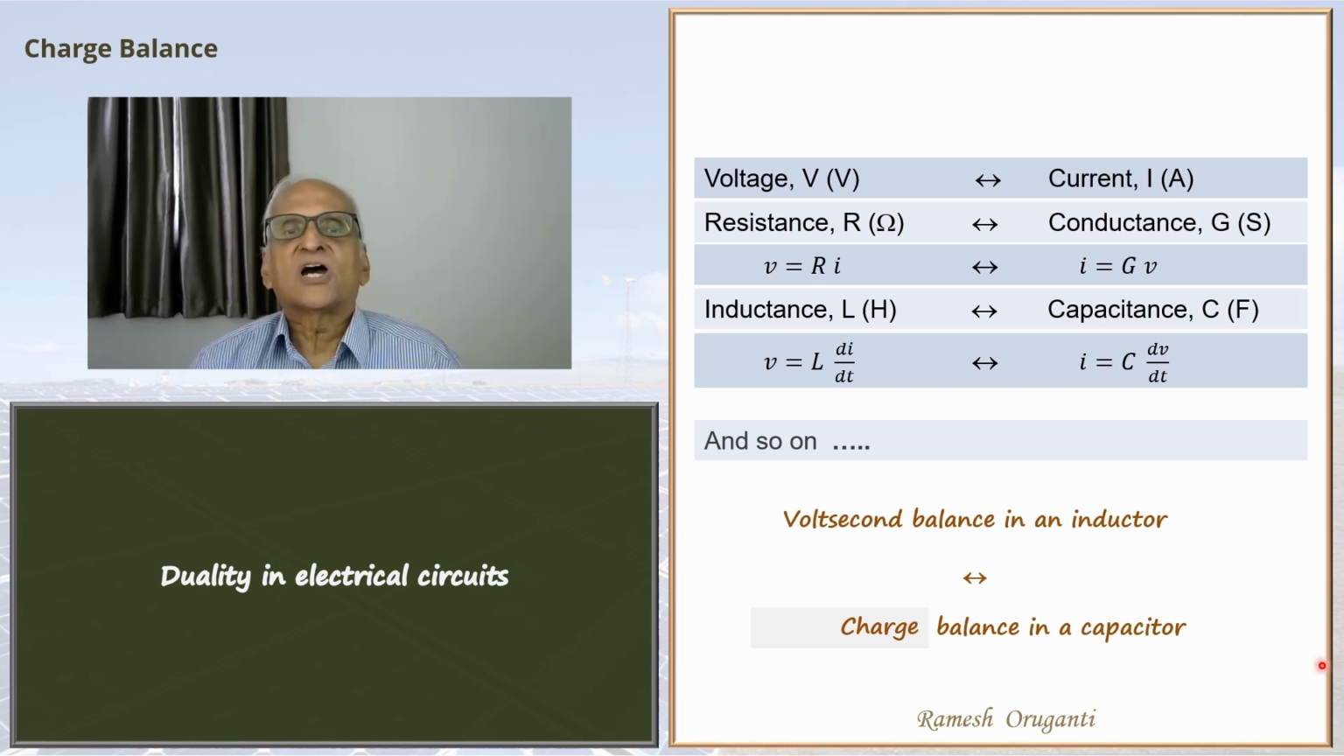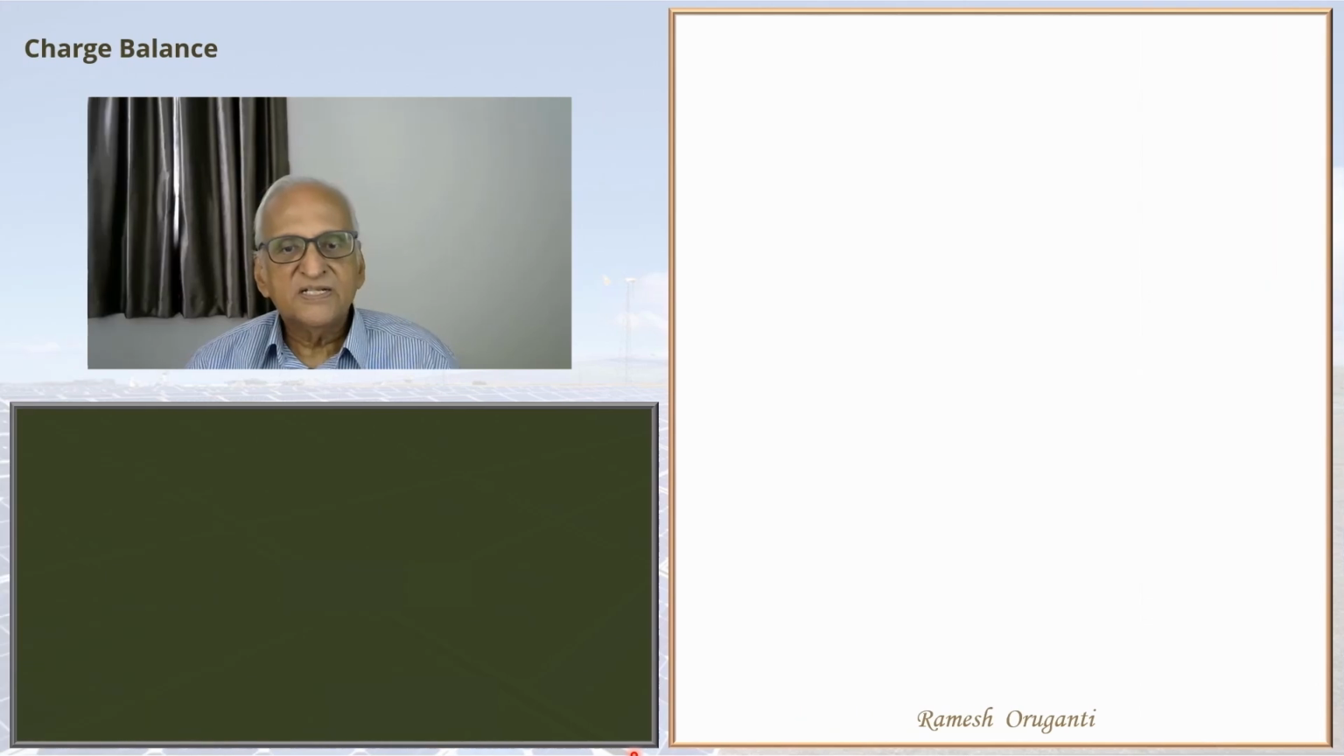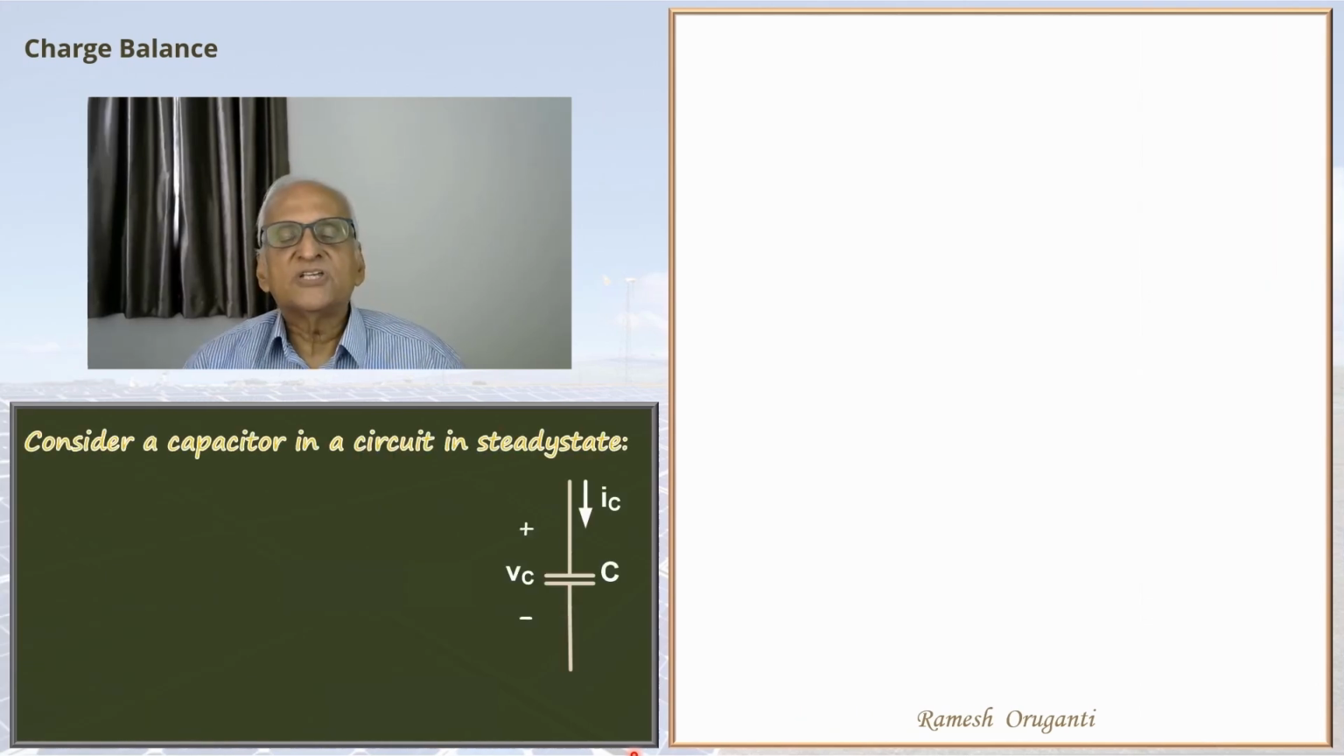will exhibit charge balance. In this video, we will see what charge balance is in a capacitor under steady state and how it is useful in power electronics. Consider a capacitor in steady state. Steady state means the DC voltages and currents in the circuit have all reached constant values. They are not changing anymore. And the AC voltages and currents, or the ripple voltages and currents, are the same cycle after cycle.